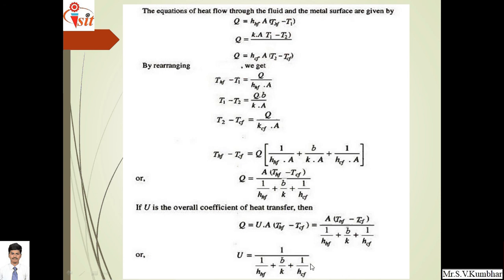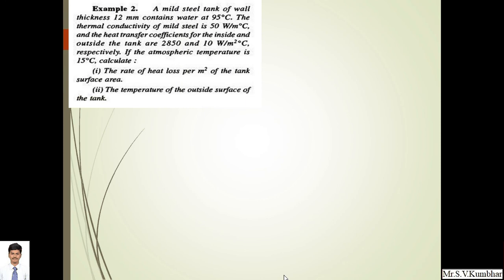Now generally, if heat transfer takes place by more than two modes, then we consider this U, and this U is 1 upon the summation of thermal resistance. So don't forget to calculate the summation of thermal resistance. We will solve one numerical based on overall heat transfer coefficient.